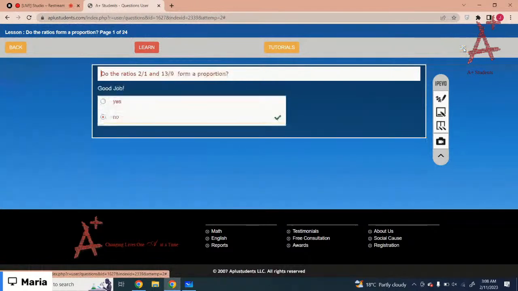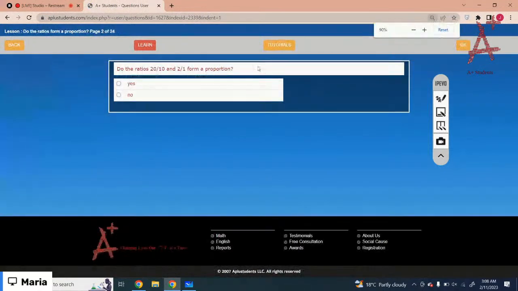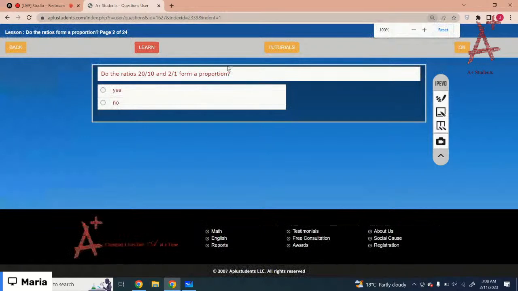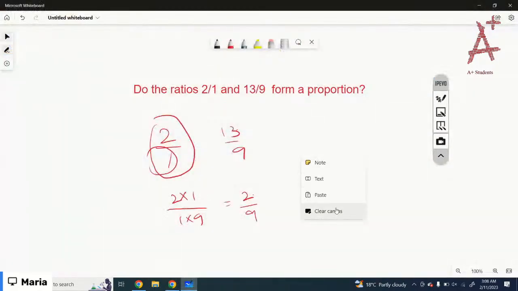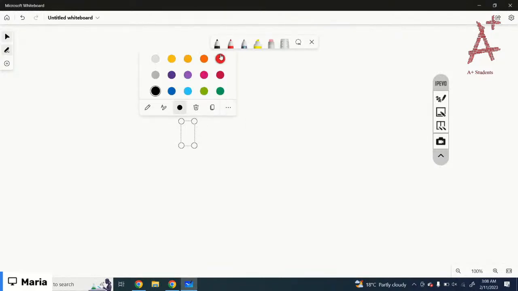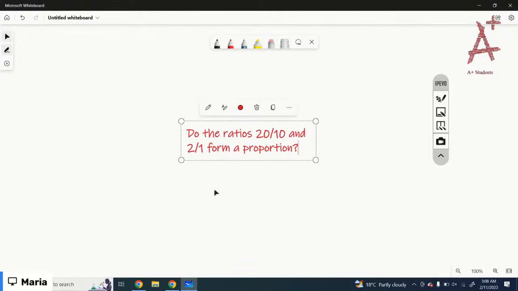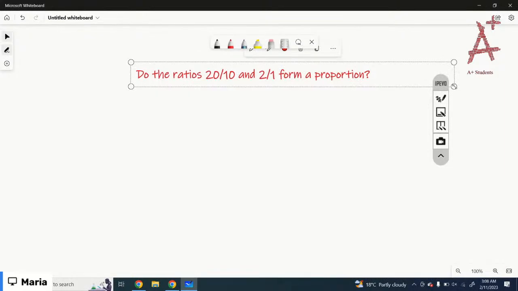Okay, let's just move on to the next question. The next one is, do the ratios 20 by 10 and 2 by 1 form a proportion? Let me just write down the question on the board.